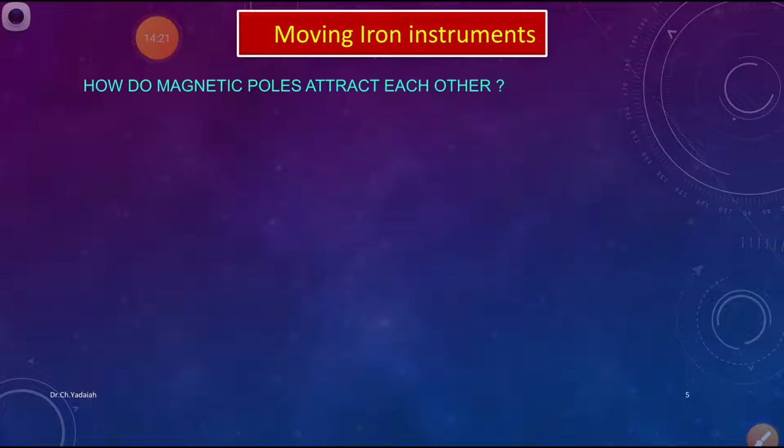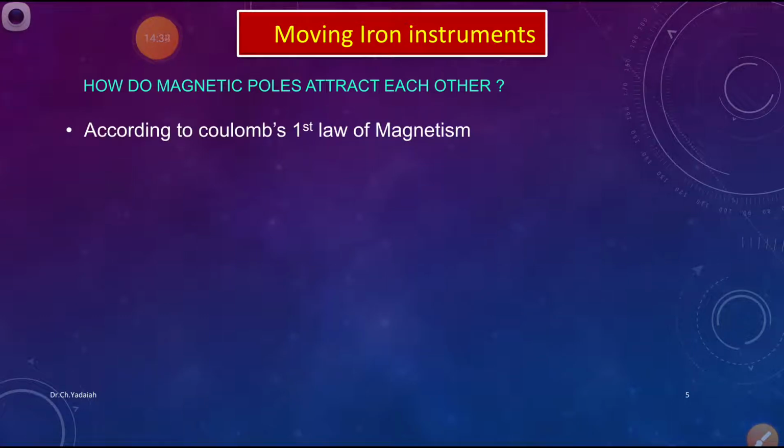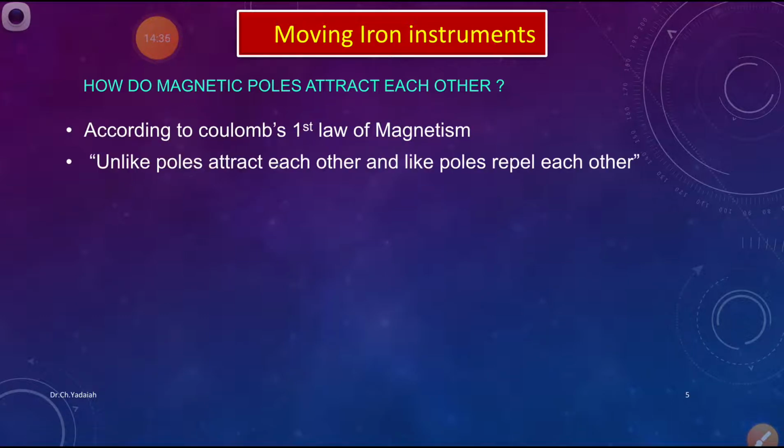So, we have studied in school levels. The same principle we are going to apply here to the application of our moving iron instruments. Now, according to Coulomb's law of magnetism, what is said? Unlike poles attract each other and like poles repel each other.